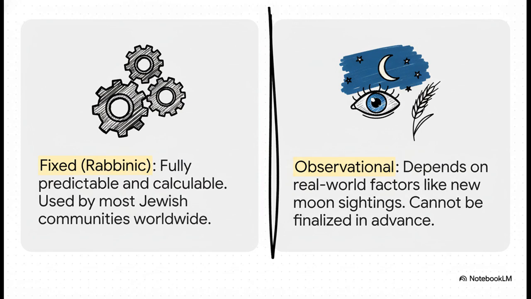Okay, so this slide really gets to the heart of it. On one side, you've got the fixed, or rabbinic calendar. This thing is pure math. It's a predictable system you could have calculated centuries ago, and it's the one that most Jewish communities around the world use. But on the other side, you've got the observational calendar. This one is tied to what's happening in the real world, right now. You can't finalize it until someone in Israel physically sees that first sliver of the new moon, or checks the state of the barley crop. It's predictability versus real-time observation.